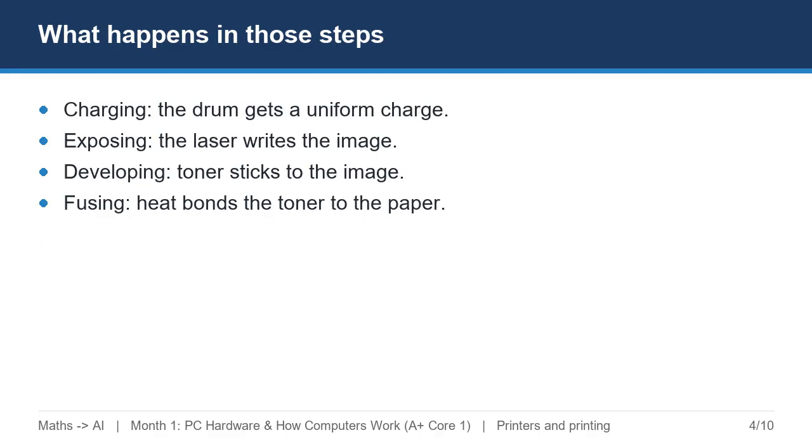Here's the short version. After the page is processed in memory, the drum gets a uniform charge. The laser then exposes, or writes, the image onto the drum. Toner develops onto those areas, transfers to the paper, and finally the fuser uses heat and pressure to bond it permanently. Then the drum is cleaned, ready for the next page.